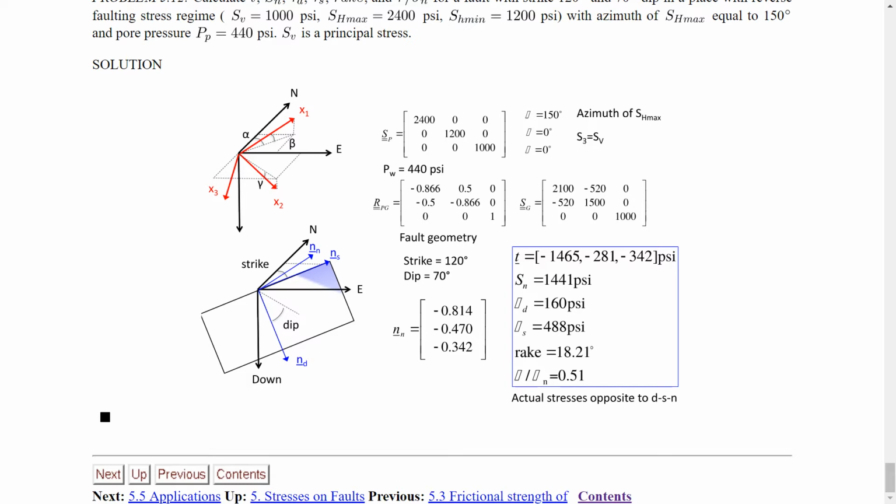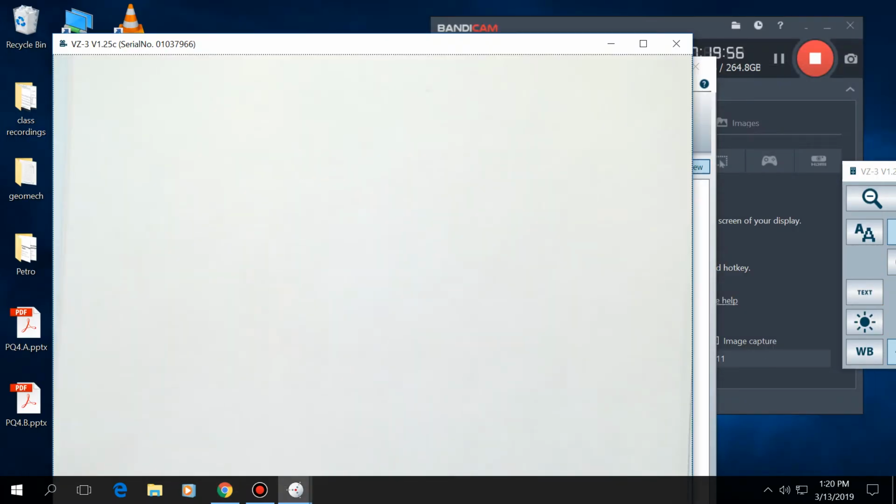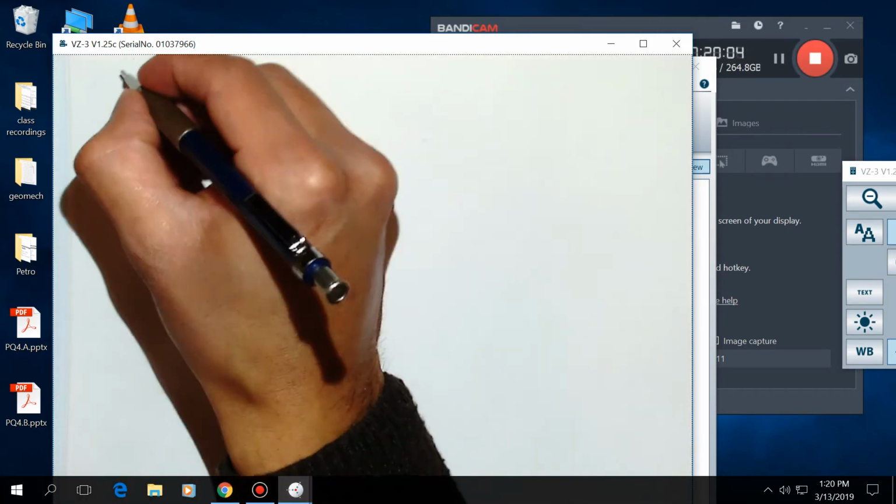And we already talked a little bit about this motivation when we talked about reactivation of shear fractures, and also when we talked about placing a wellbore in a fractured formation. We already did that, but I'm going to summarize them here.